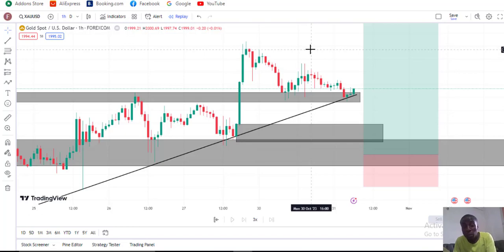So I started by going to the higher time frames, identifying the overall trend in the daily perspective, and we drop to a smaller time frame. We look at the current trend, which is the H4. We have higher highs and higher lows. Now what we do is identify our key support and resistance zones.